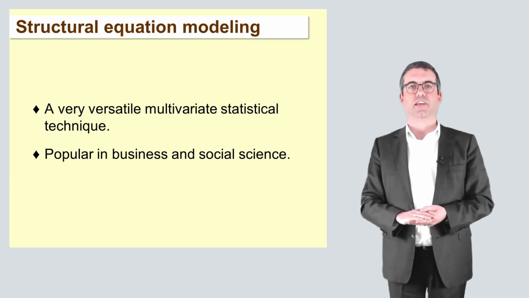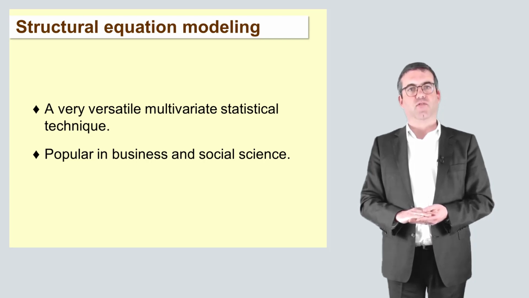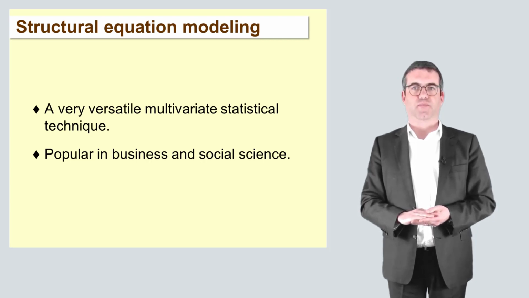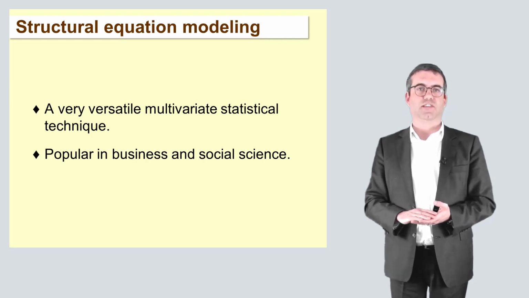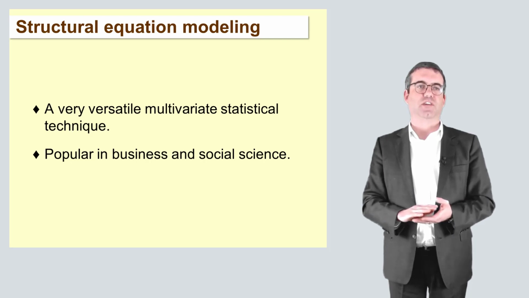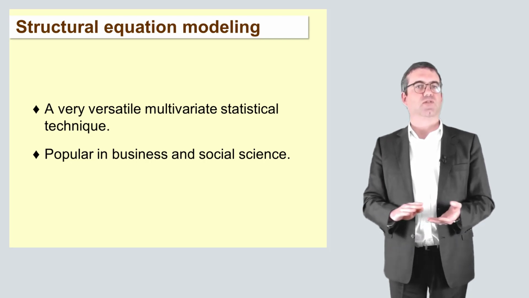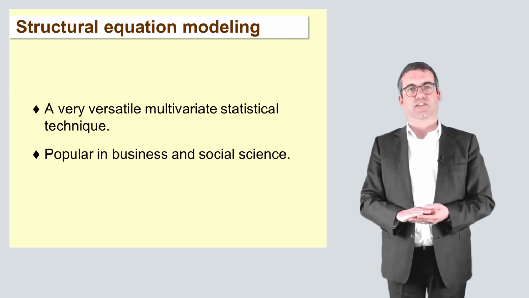Structural equation modeling is a multivariate statistical technique, which means that using structural equation modeling you can analyze several variables simultaneously. It's a technique that is very popular in business and social science. Applications can be found in marketing, strategy, human resources, but also psychology, education research, criminology, and subjects of this type.